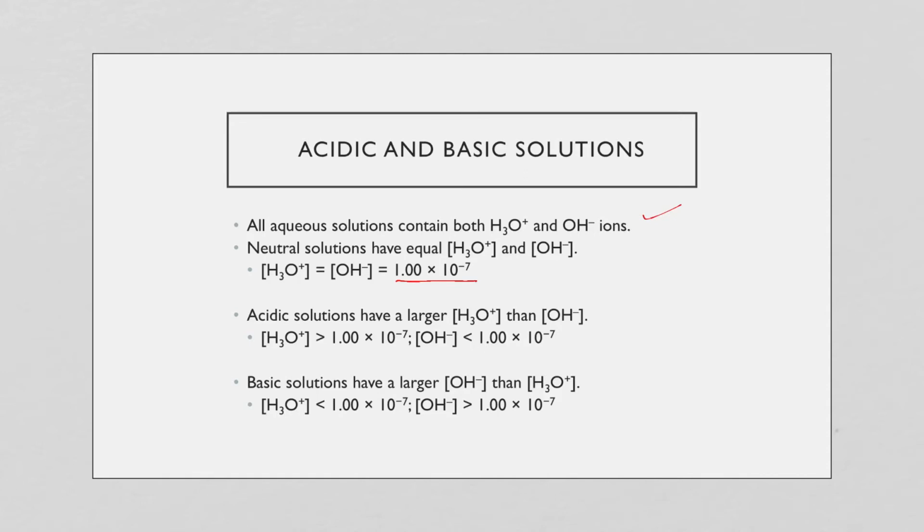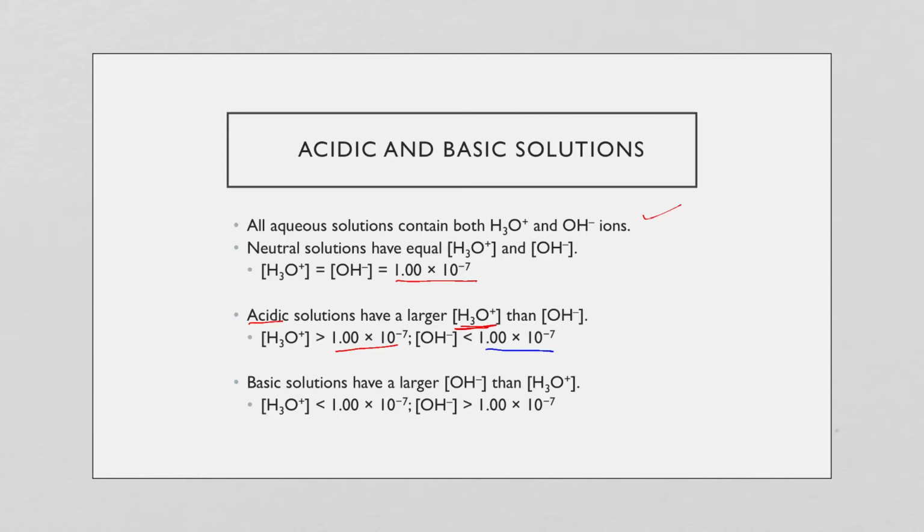If we have a solution that is acidic, that means that the hydronium ion has gone up, and so must be larger than the hydroxide. So hydronium must be bigger than 1 times 10 to the minus 7, and the hydroxide must be smaller than 1 times 10 to the minus 7. So in other words, hydronium is greater than hydroxide in acidic solutions.